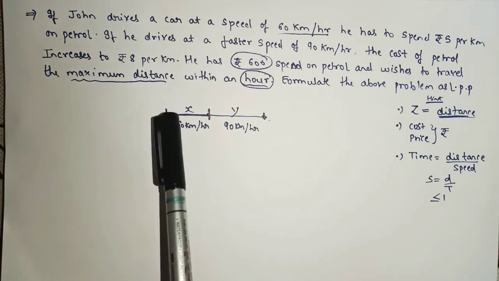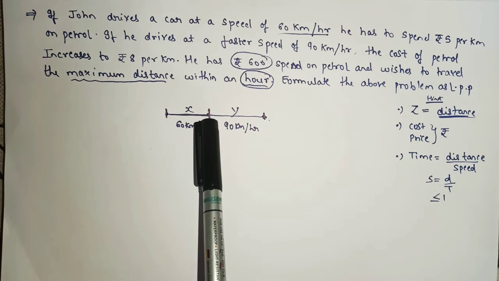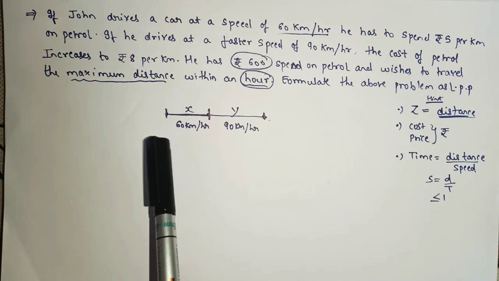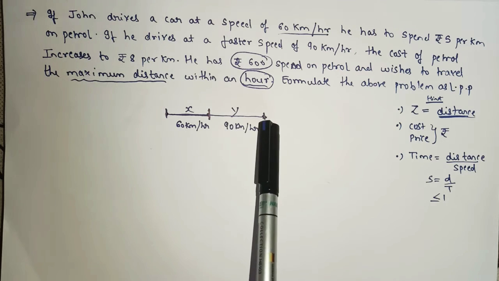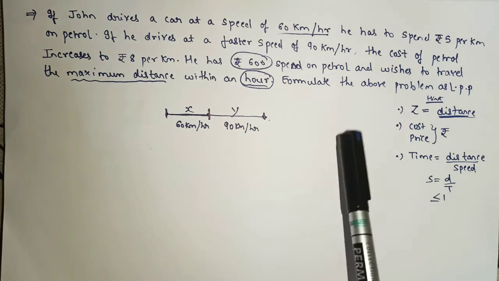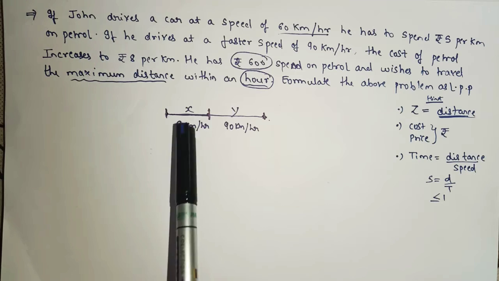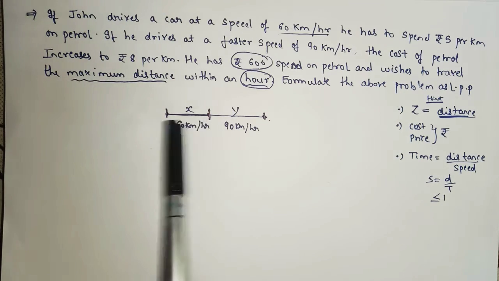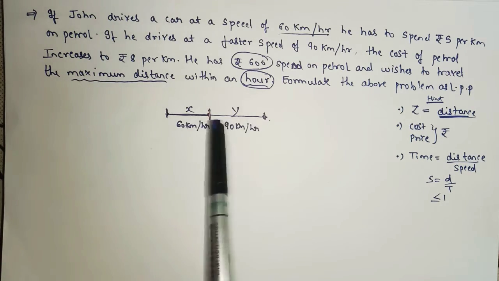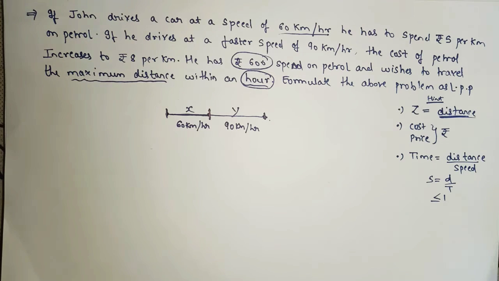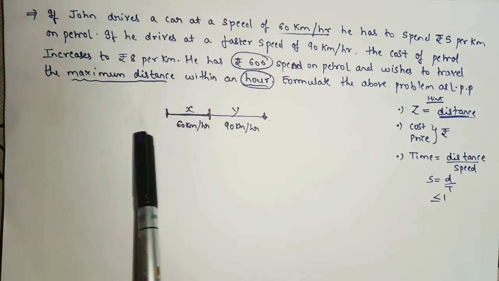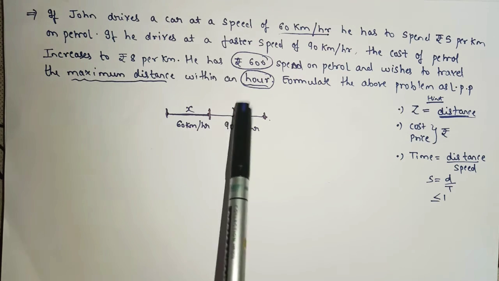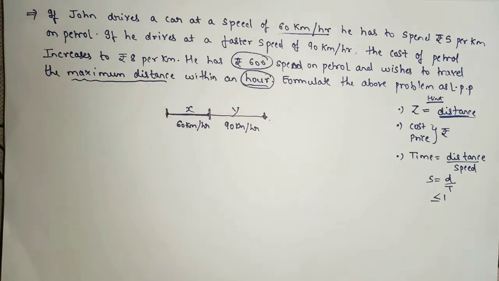We know only one thing, that he drives a car at a speed of 60 kilometer per hour. Suppose we assume that he covers a distance from here to here with a speed of 60 kilometer per hour. Now after that, from this point to this point, he is driving his car at 90 kilometer per hour, and we don't know exactly how much distance he had covered at 60 kilometer per hour and how much distance he had covered at 90 kilometer per hour. So we'll take that John travels x kilometer at a speed of 60 kilometer per hour, and y kilometer distance at 90 kilometer per hour. Got the point?